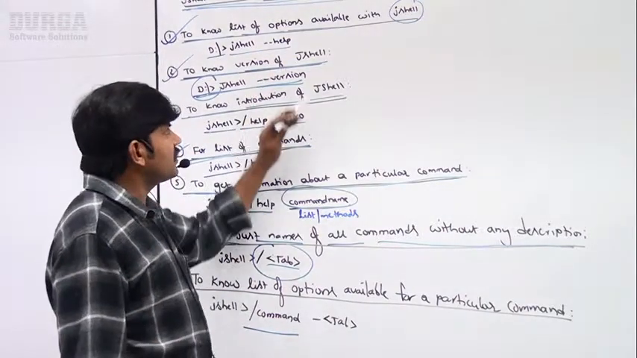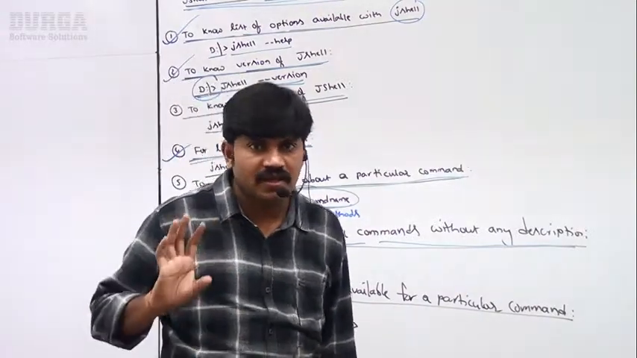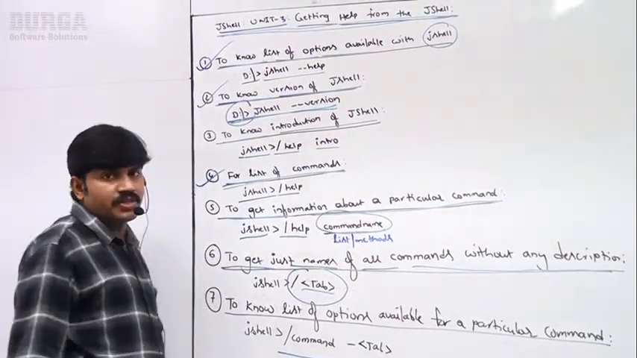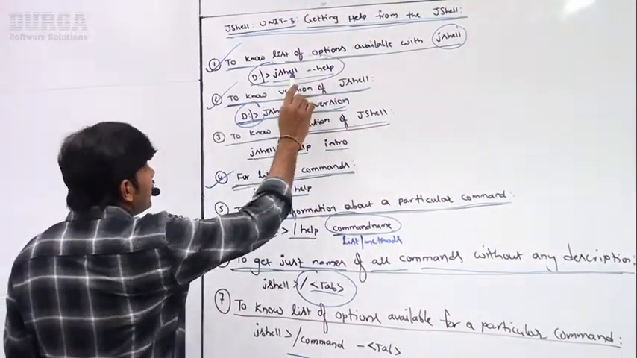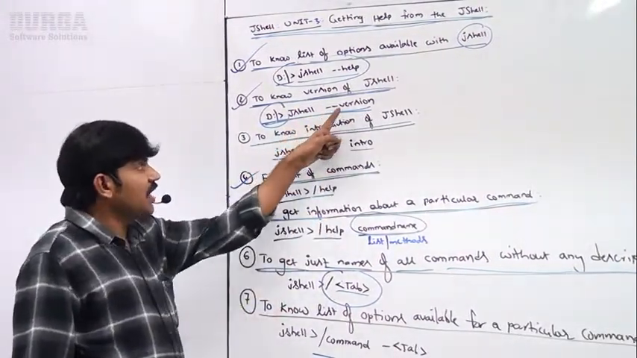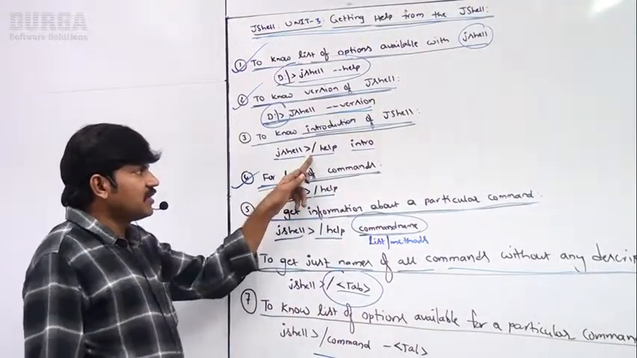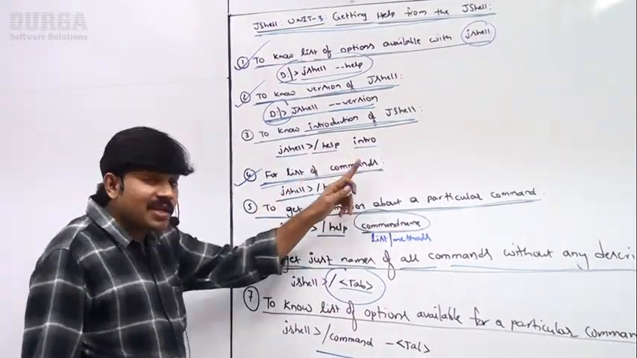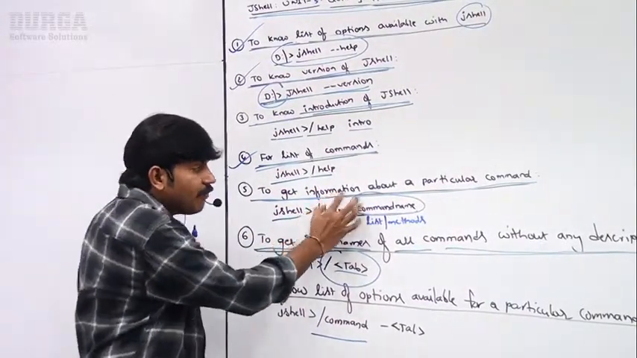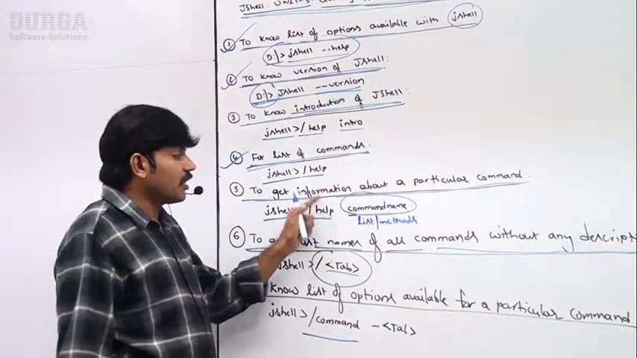These are various options available if you want to get help from JShell. Clear for all of you, right? Let me repeat once again. Sir, to know the list of options available with JShell from the command prompt, jshell hyphen help. To know the version of JShell, hyphen version. To know the introduction of JShell, slash help intro. For the list of commands, slash help. To get information about a particular command, slash help command name. Automatically you will get complete information about that particular command.